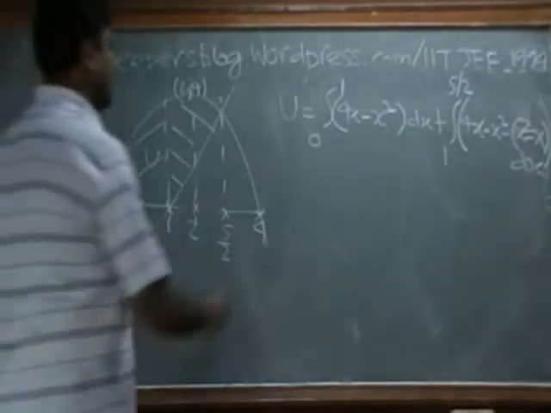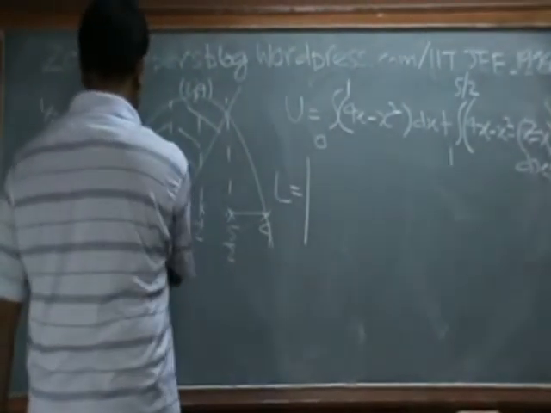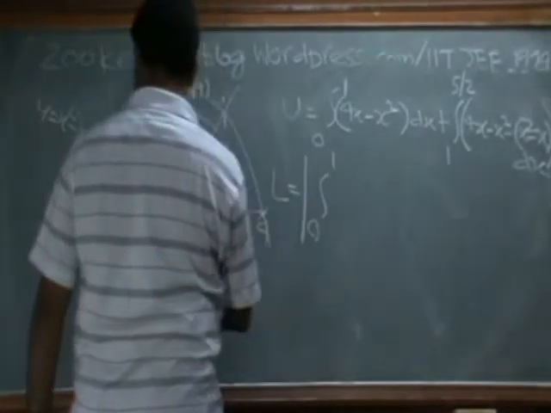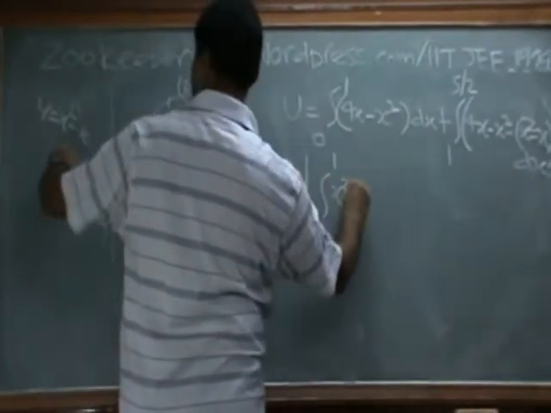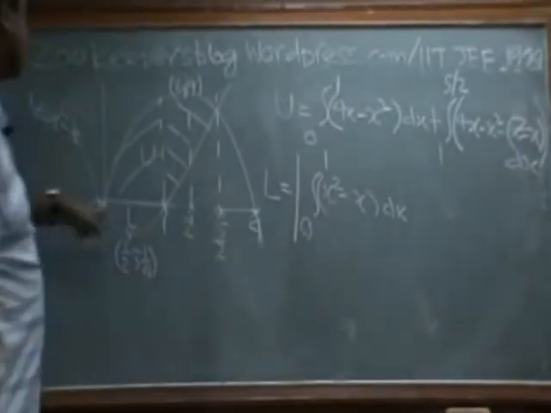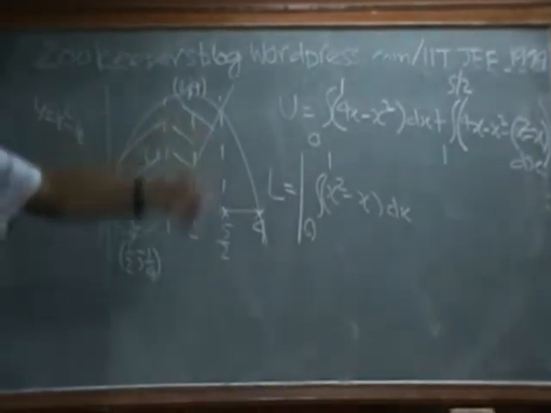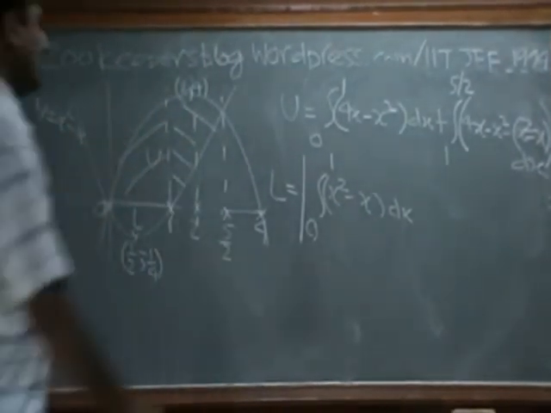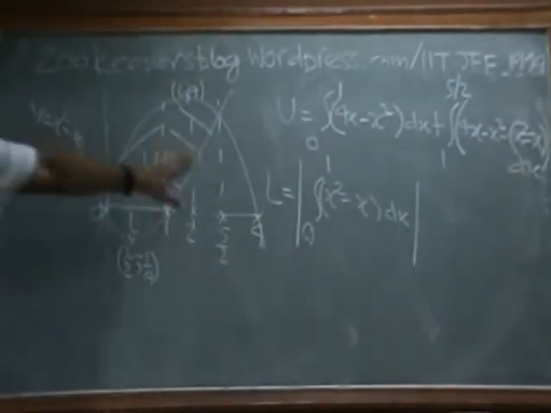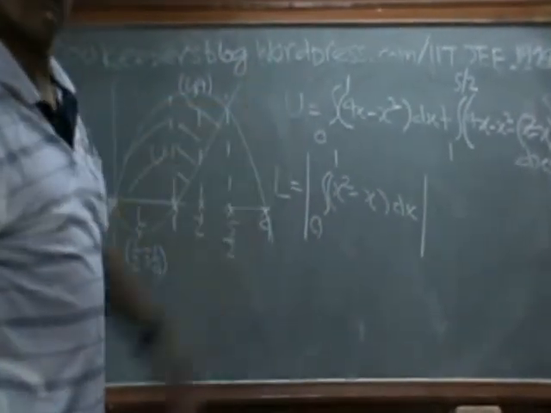And the lower one would be the mod of the integral from 0 to 1, that's straight, of x square minus x dx. With 0 to 1, x square minus x dx, you will find the value will come out negative, and then you will take the positive value of it. And this ratio is what they have asked for. And these are trivial integrals, if you see.